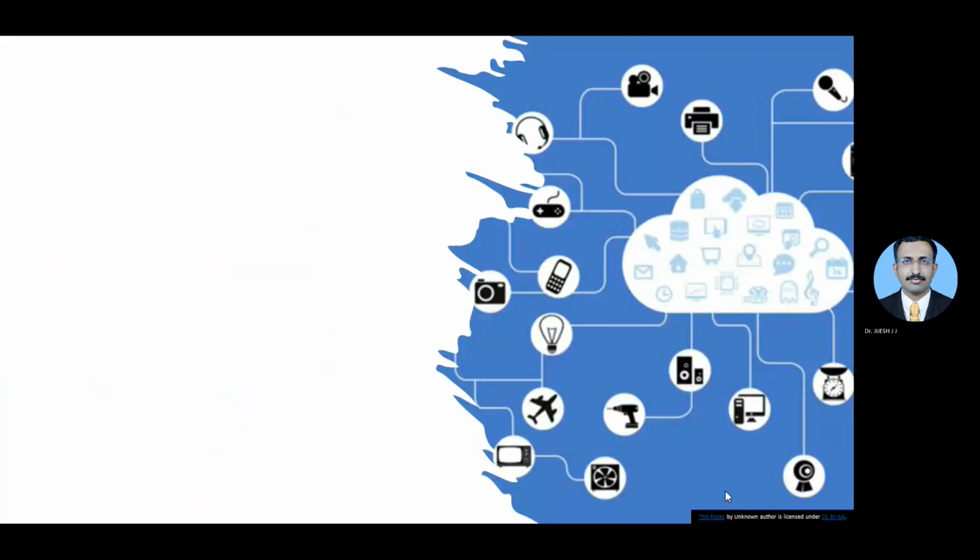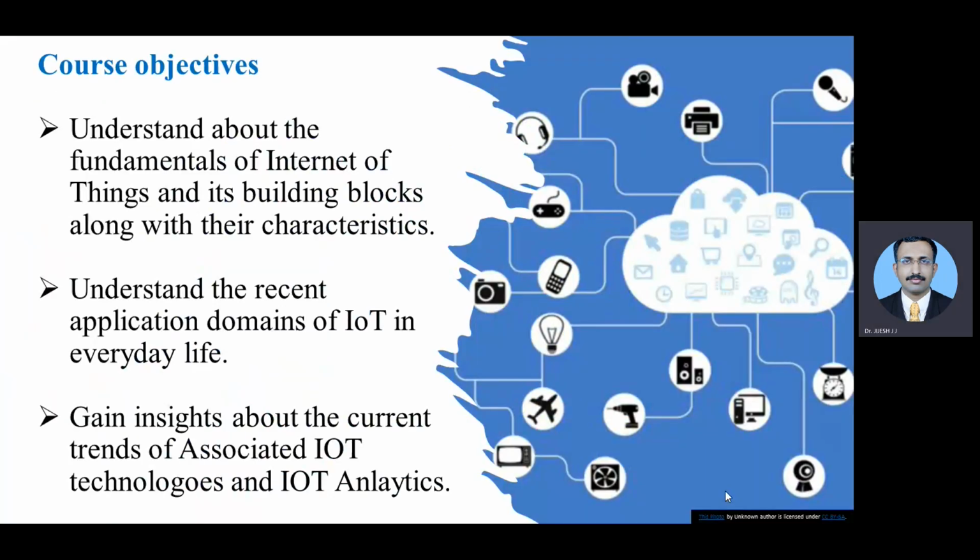When you study a course, you have some course objectives and course outcomes. Course objectives means what you are going to learn in that course, and outcomes means after you learn the course, what you are going to get out of that course. So these are some of the course objectives. All of you can just make a note of these course objectives.